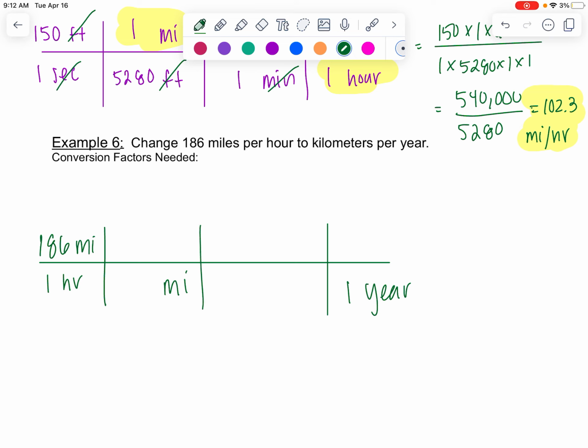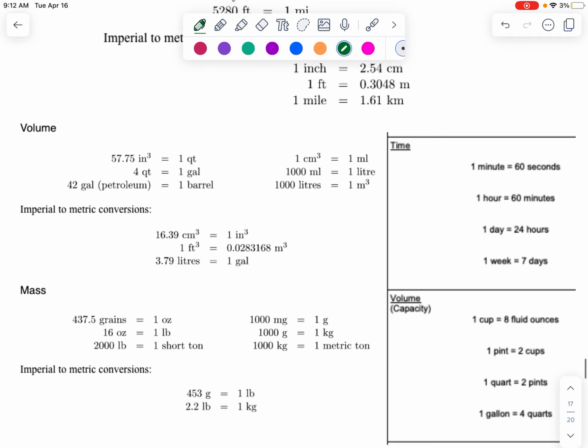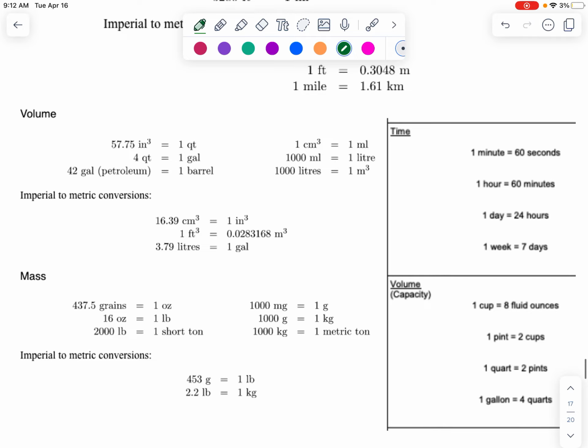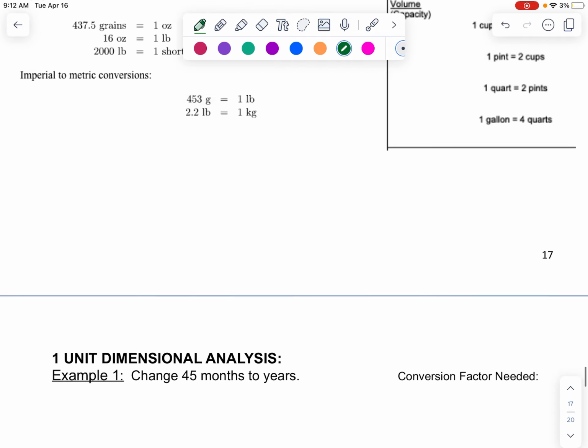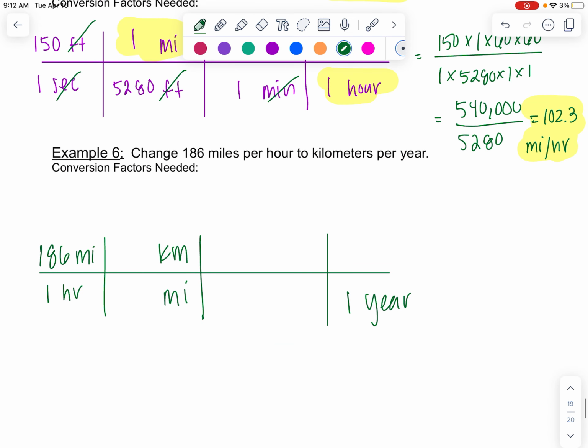If I'm looking at page 17, let's try to get to our kilometers. How many kilometers are in 1 mile? Where is that located? There you go: 1 mile is equal to 1.61 kilometers. So that gives me 1 mile, 1.61. We see that these cancel out. And then let's cancel out our number of hours.